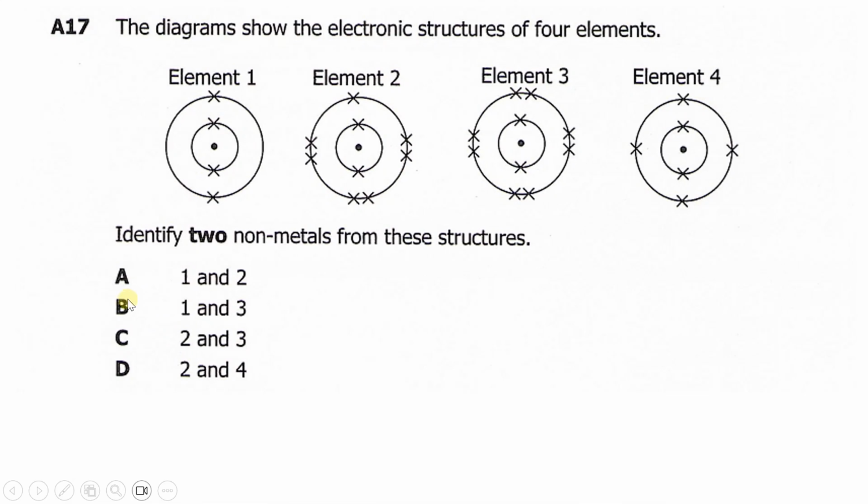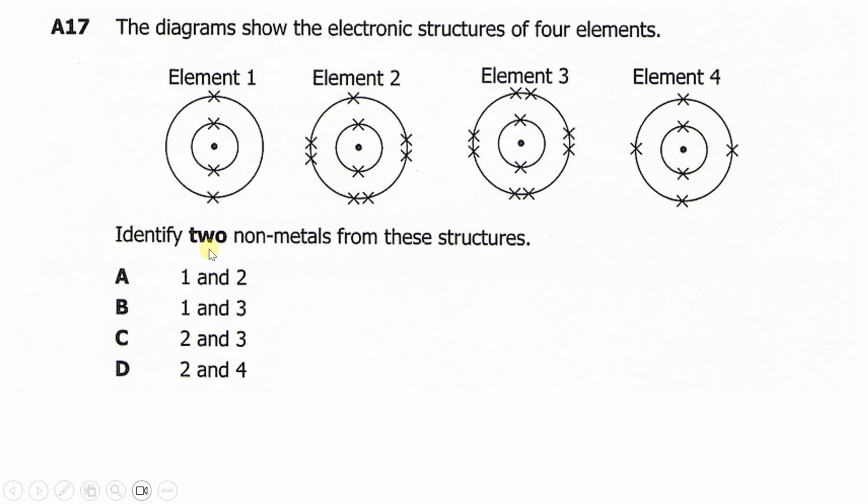So the next question is A17, which says the diagrams show the electronic structures of 4 elements. We have element 1, with 2 electrons in its outermost shell and 2 electrons in its innermost shell. Then element 2 has 7 electrons in its outermost shell and 2 in its innermost shell. Element 3 has 8 electrons in its outermost shell and 2 in its innermost shell. Then element 4 has 4 electrons in its outermost shell and 2 in its innermost shell.